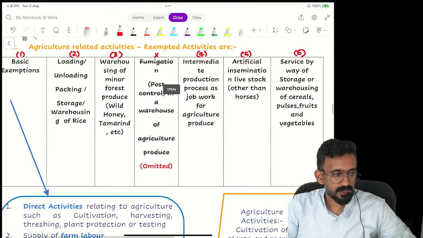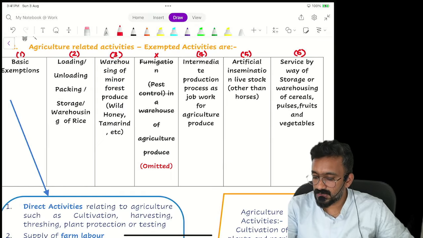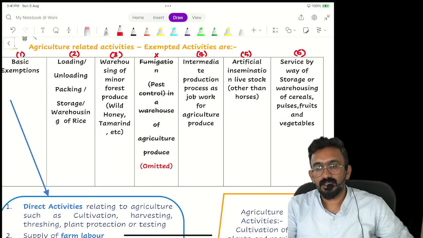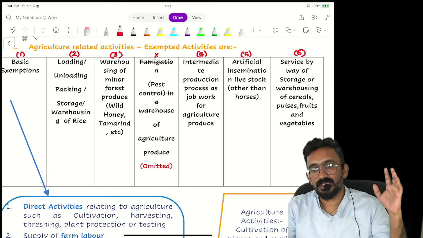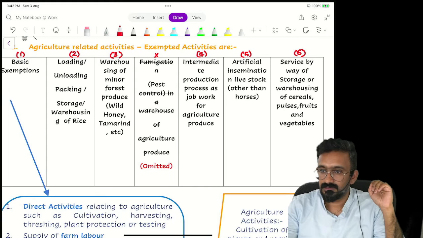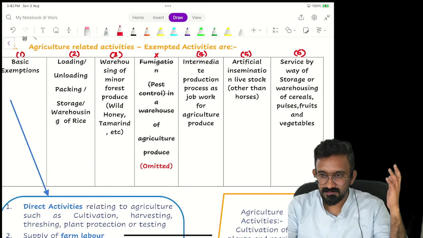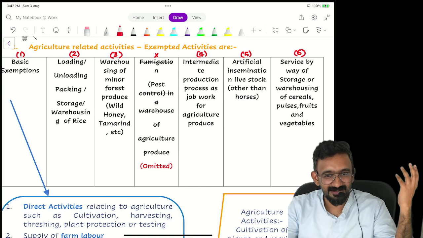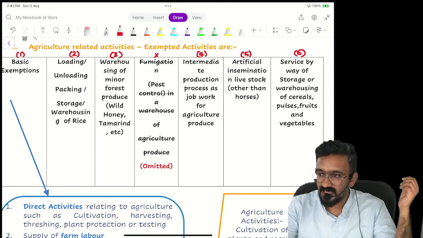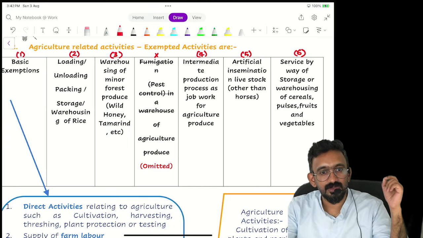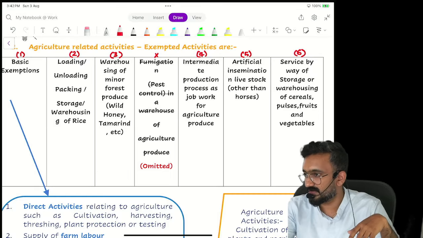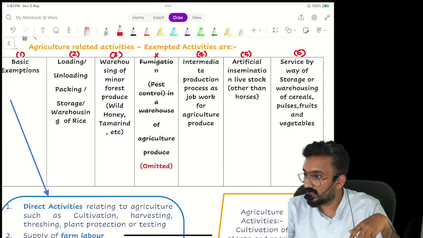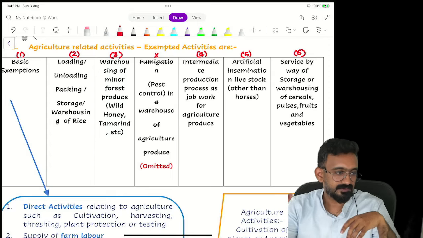There used to be an exemption for fumigation. What do you mean by fumigation? Pest control. Suppose I am running a 1 lakh square feet agriculture warehouse. It is like a multi-star restaurant for all the rats and other fellows, right? I'm having so much food available here for them to eat. I will definitely have a contract with a fumigation company which will put chemicals so that none of these fellows come in. I have to pay charges for that. Would it be taxable or exempt? Earlier it used to be exempt, now it is taxable.